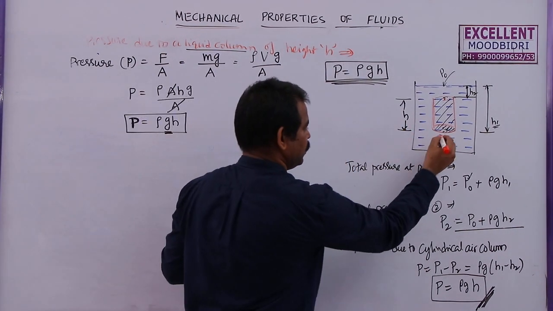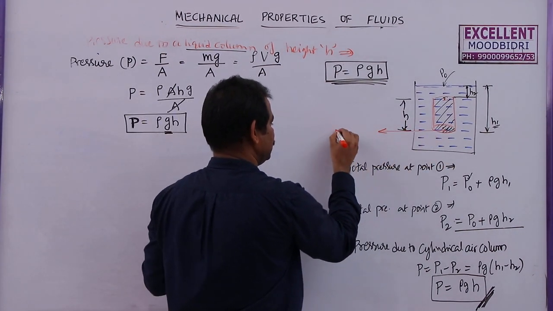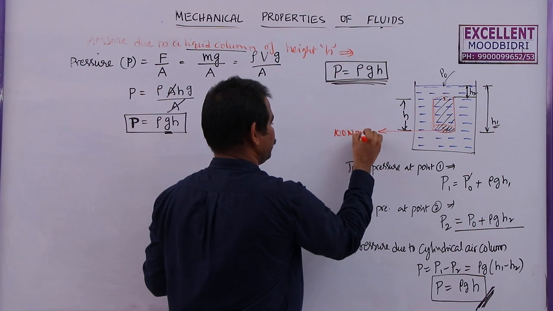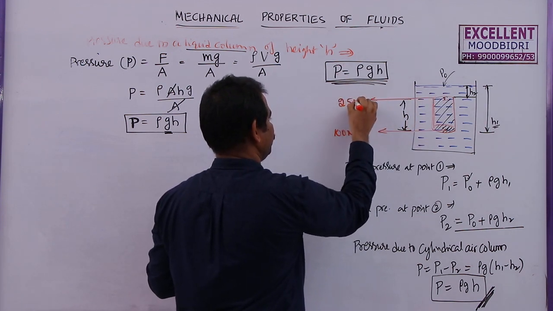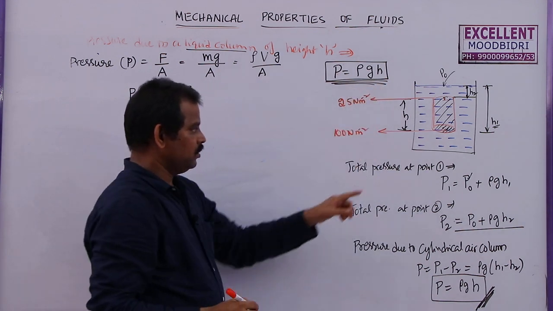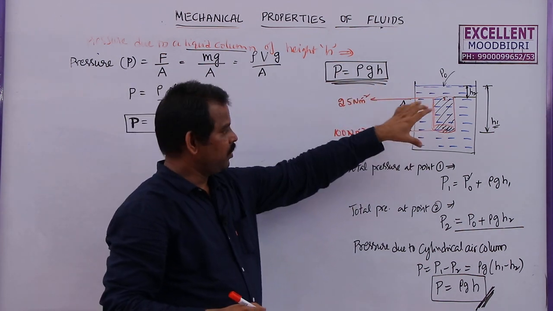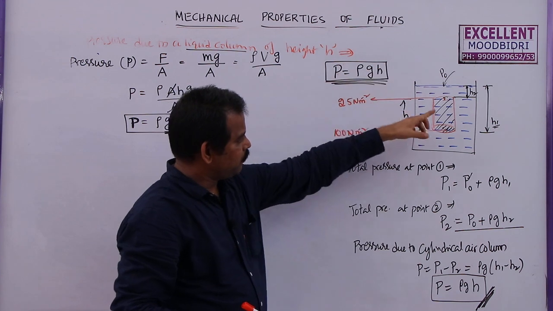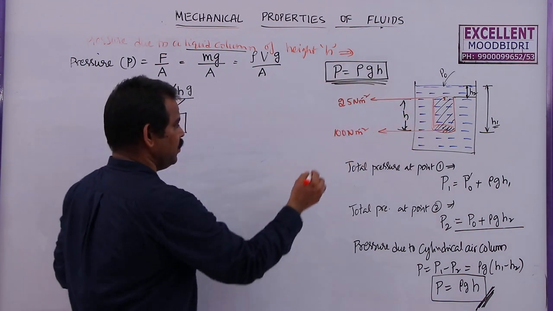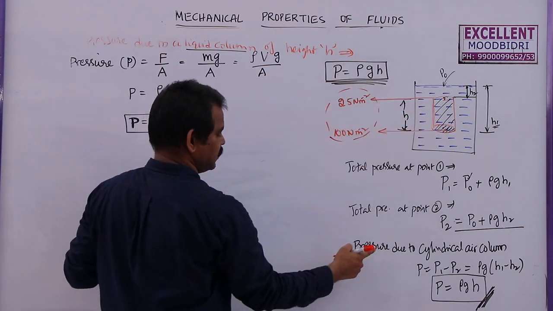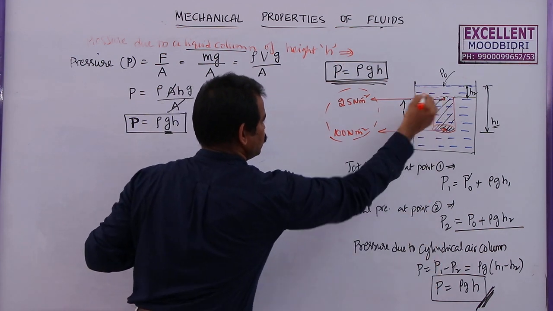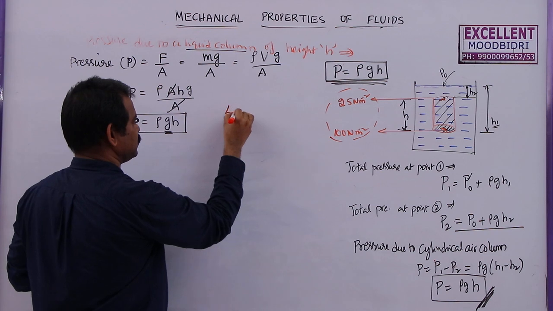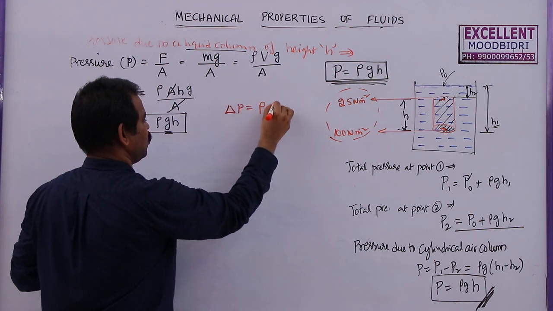Here, let us say the pressure at this point is 100 Newton per meter square. Pressure here is 25 Newton per meter square. If we know the liquid here, we can find out the density of this liquid. Why? Because we need to take the pressure difference. Here also, I am finding the pressure difference between these two. So the pressure difference in this case is given by rho GH.